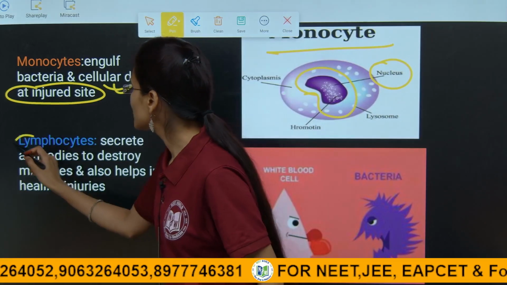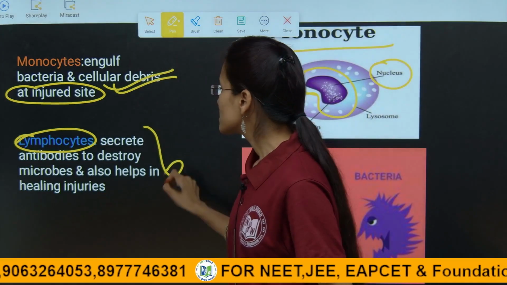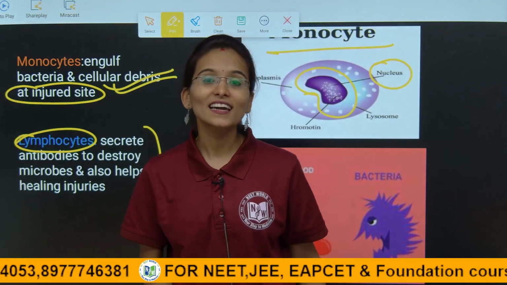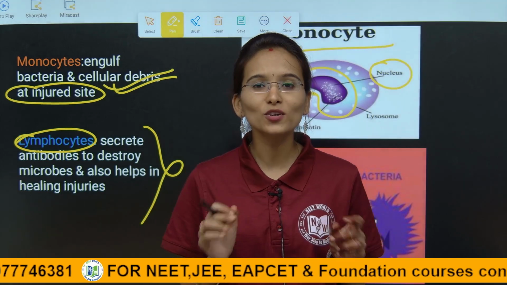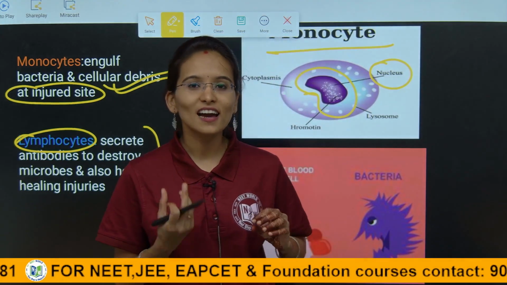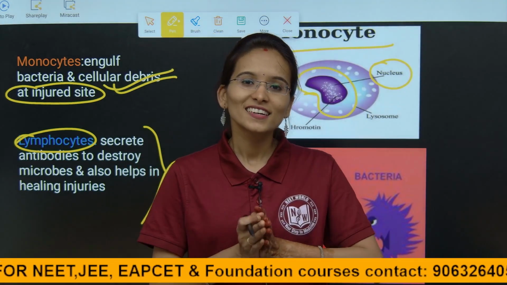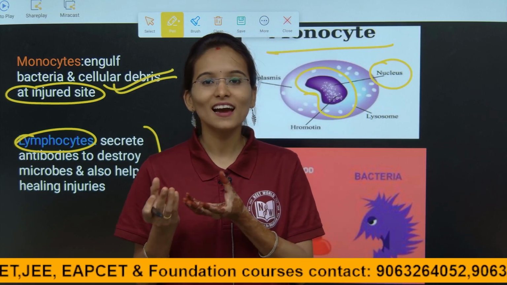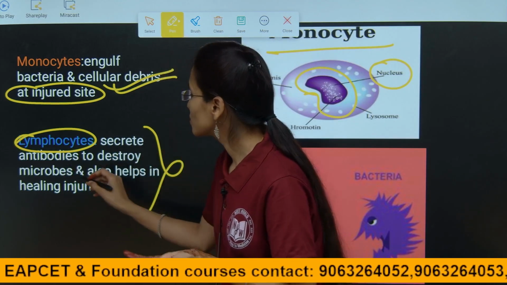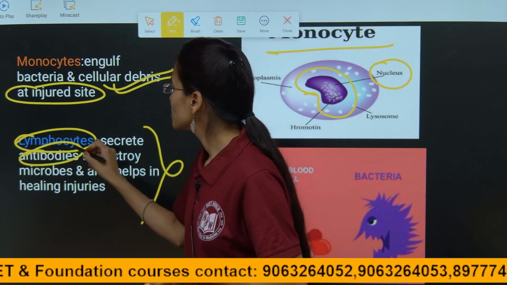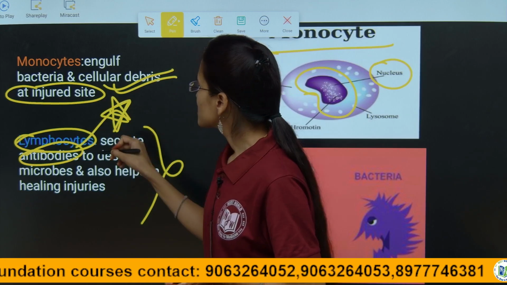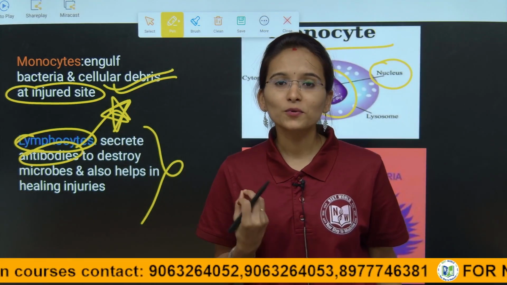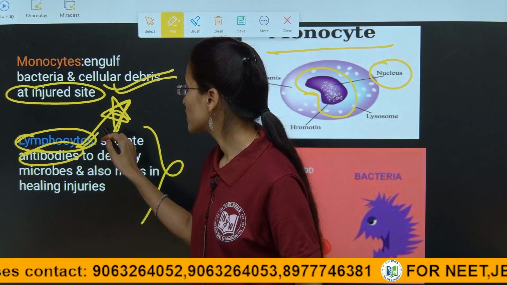Coming towards the lymphocytes, see, lymphocytes are going to secrete the antibodies. These are actually the immunocytes which release the antibodies to fight against disease causing microorganisms like antigens. You have to remember it. Antibodies are produced, or secreted, by the lymphocytes.